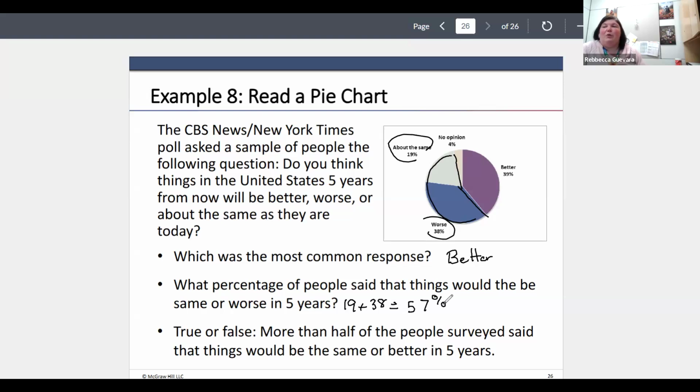And then true or false: more than half the people surveyed said that things would be the same or better in 5 years. Same or better, so similar to what we just did before, when we did same or worse. Now we do same or better. Together that's going to be 39 plus 19, so this should be 58%. So more than half, yes, because it's going to be over 50%.